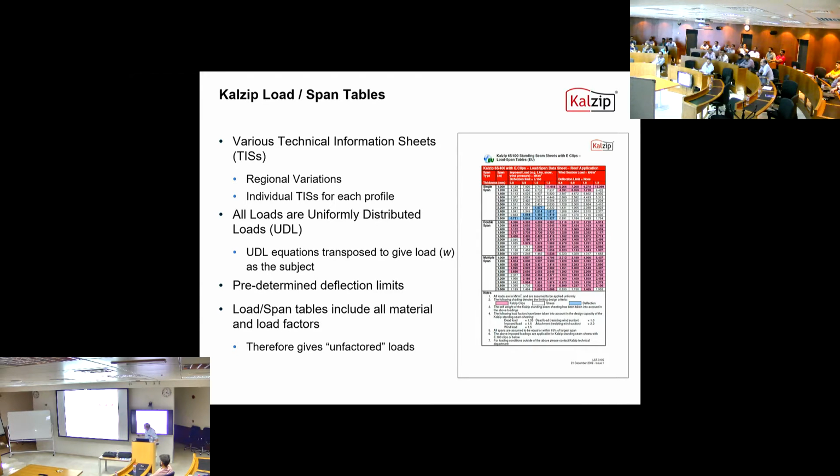It's coloured in different colours to highlight the mode of failure, where the risk is. The pinky colour is where the CalZip clips fail, the white colour is where the sheets are stressed, and the blue is where the deflection limit may be exceeded.